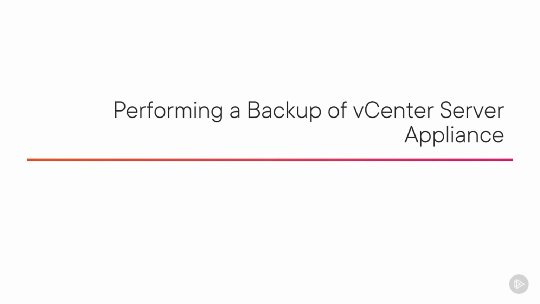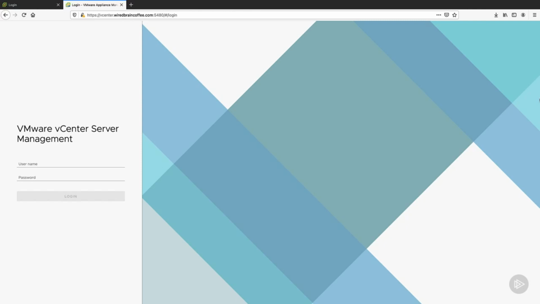It's a best practice, of course, before you perform any upgrade to ensure that you have a solid backup. In our case, we'll need to back up the vCenter server appliance before we start the upgrade process. Now, thankfully, VMware has made this quite easy for us. If you go to your vCenter server appliance URL, :5480, and then log in with the root username and password that you configured when you installed vCenter.